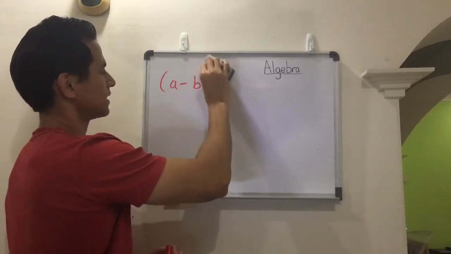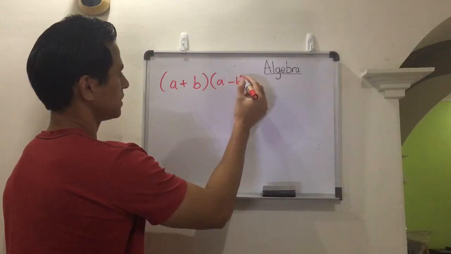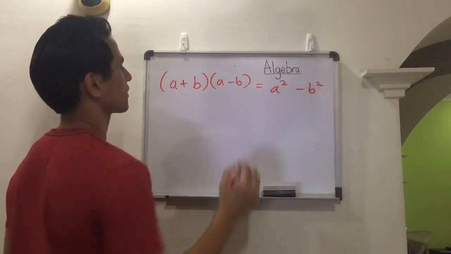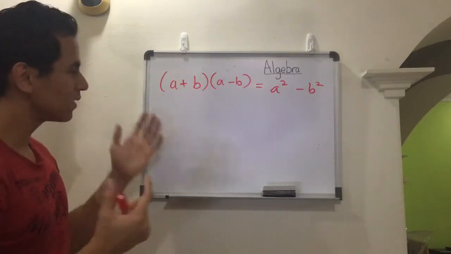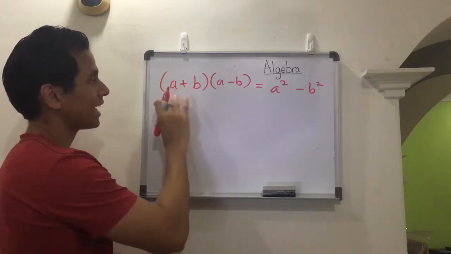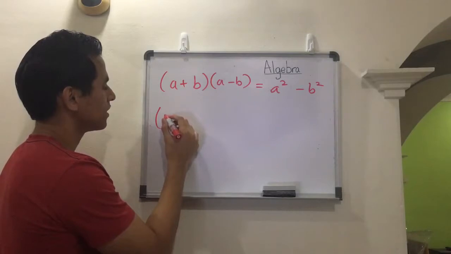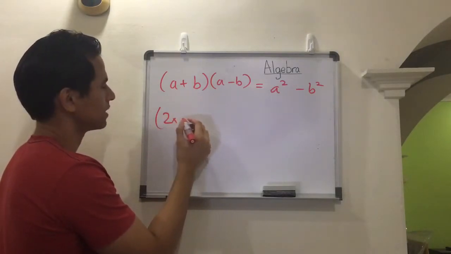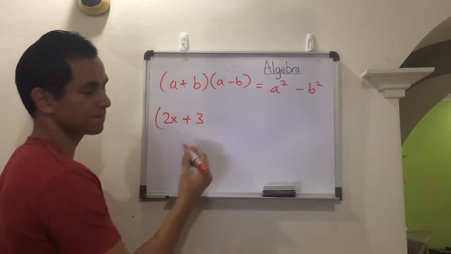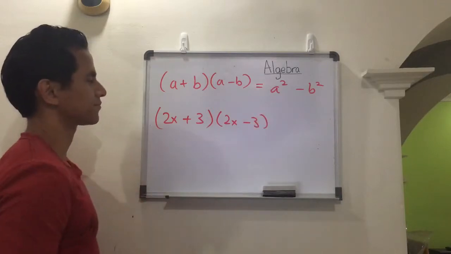So let's say now I want to use the last identity, and the last identity is this. We have (a plus b)(a minus b) equals to a squared minus b squared. Okay, so now if it's like this, then the question must also be in the same format. So if I had now maybe (2x plus 3), and then (2x minus 3).